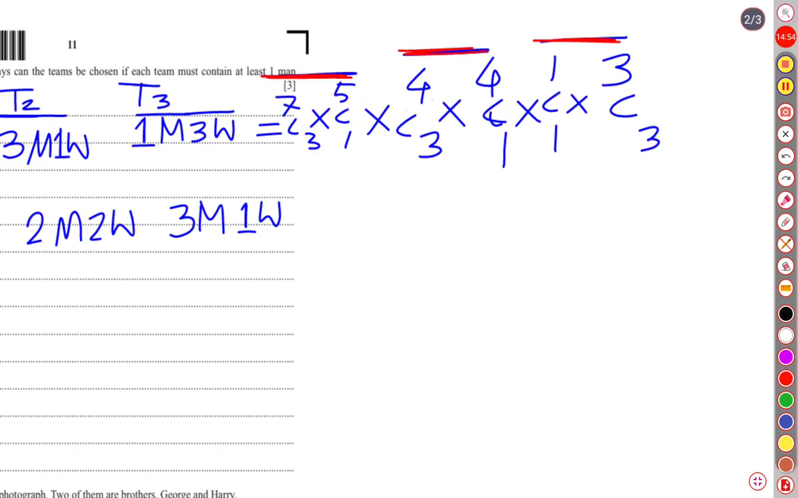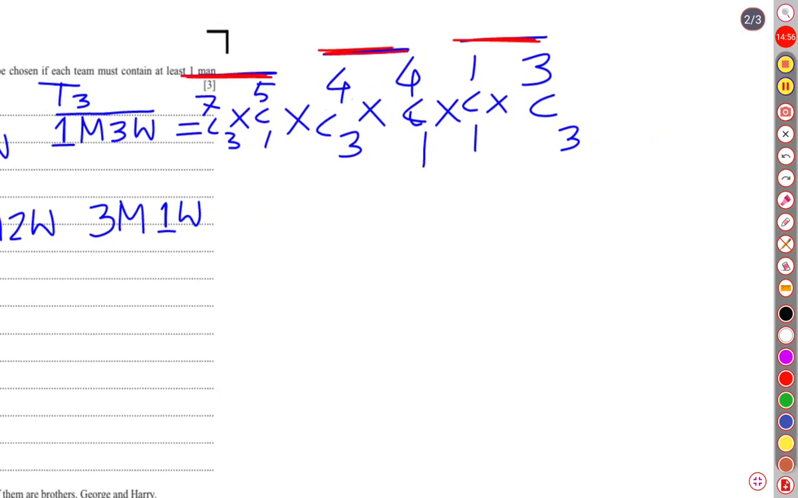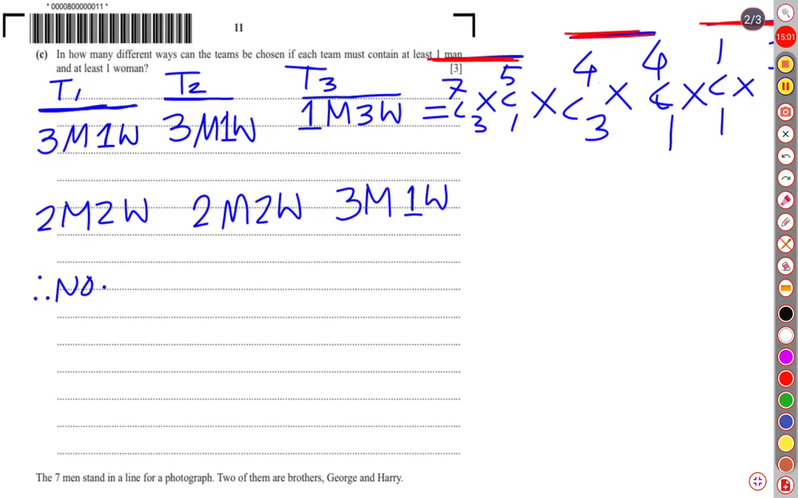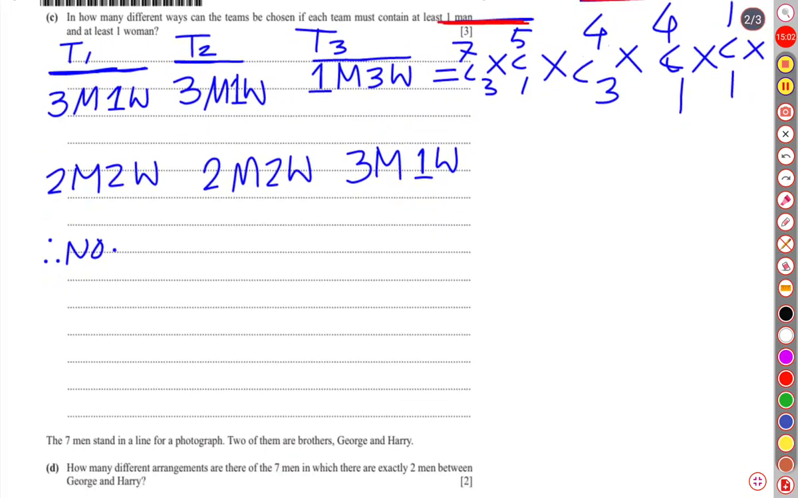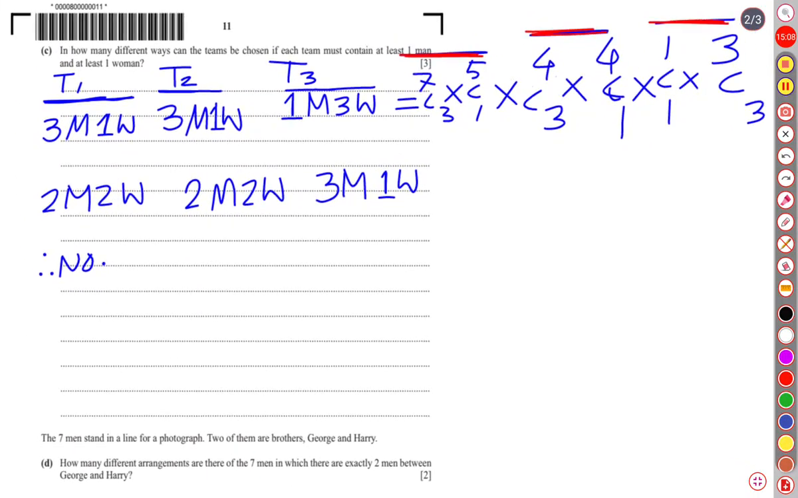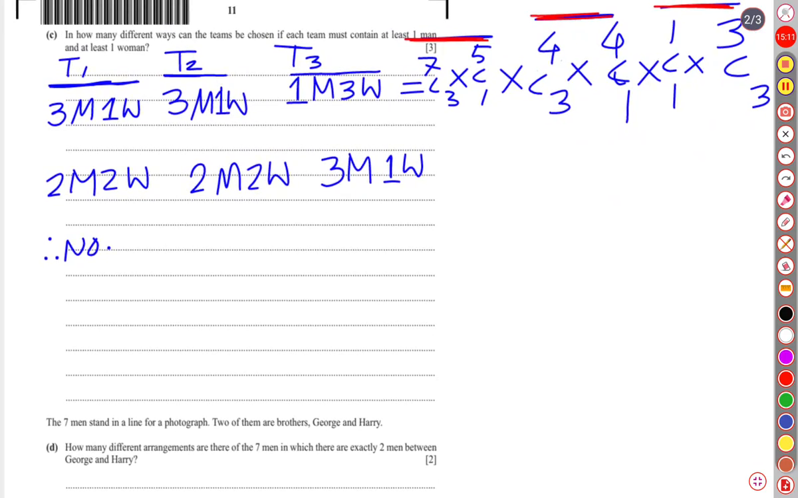Well, let's see whether I do have space on the right side or not. Okay, I don't have space on the right side. For the second possibility, let us write. For the second possibility, let's see the first team.